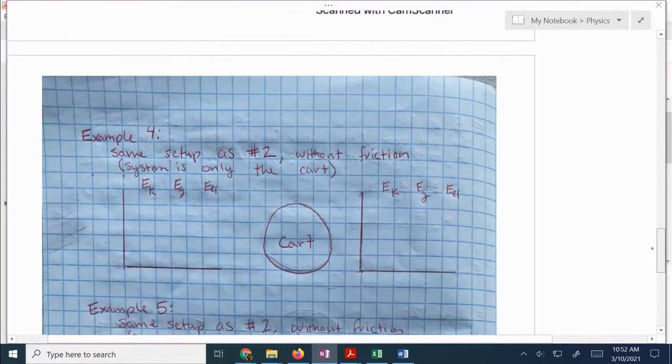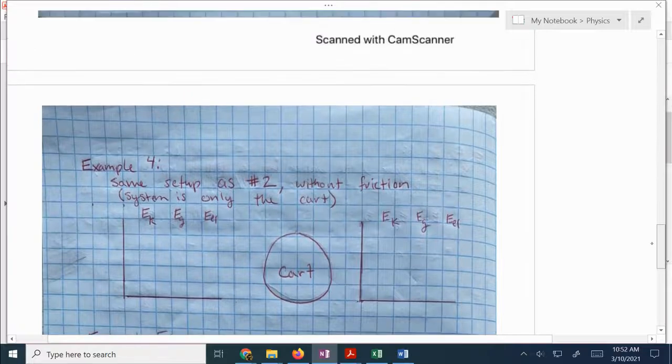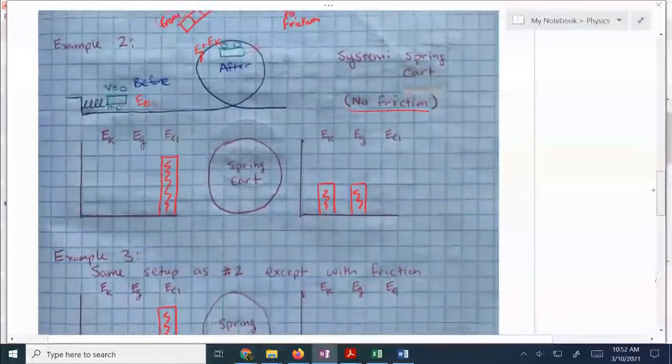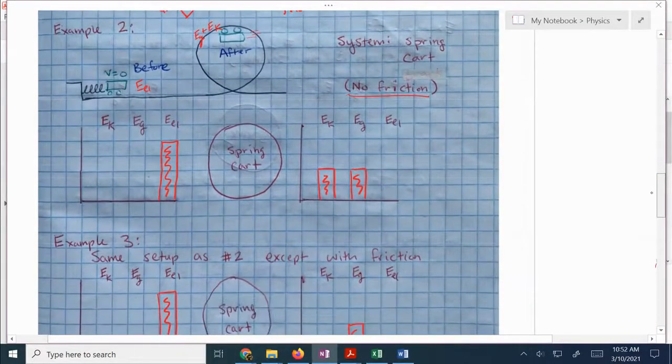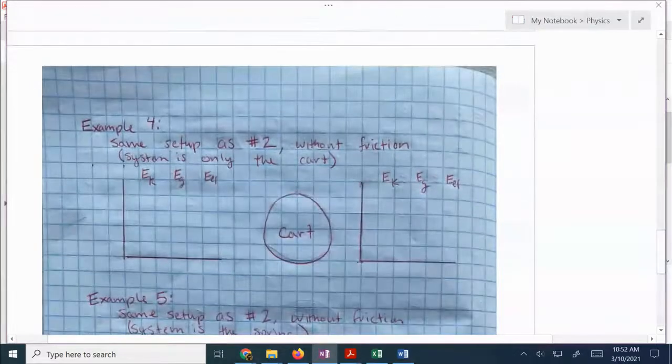The system is only the cart. Okay, so this is kind of a weird thing. You wouldn't normally do this. You would almost always include the spring in the system, right? Let's note that we took the spring out of the system. The reason that we did this in this case is just to highlight how these diagrams work.